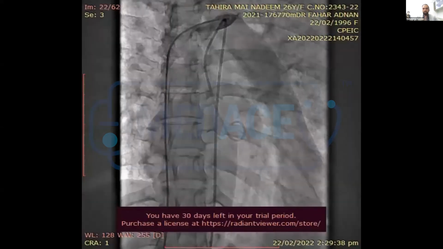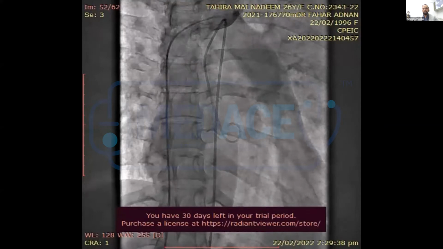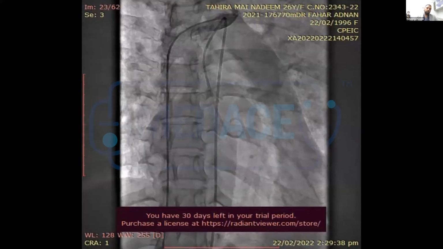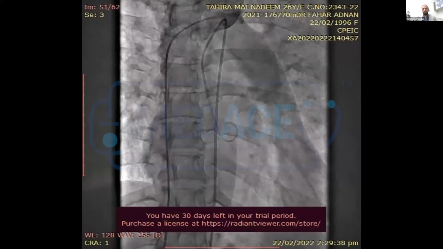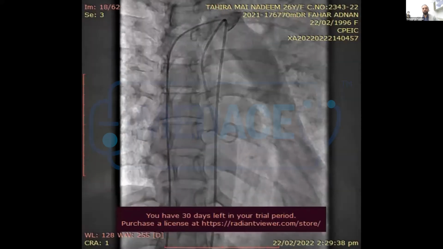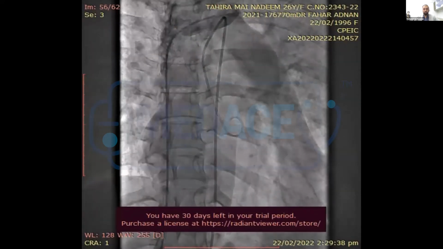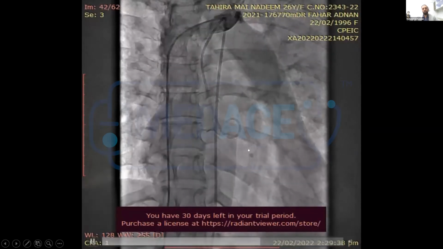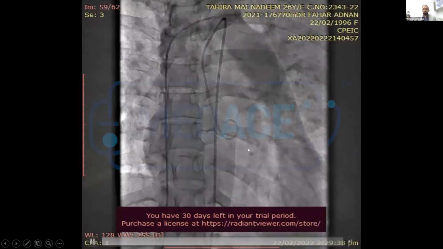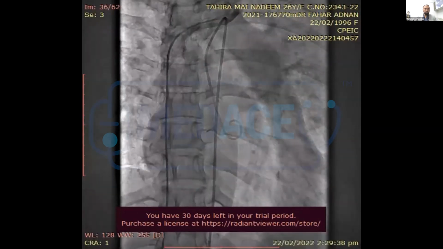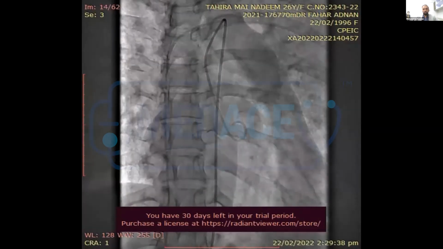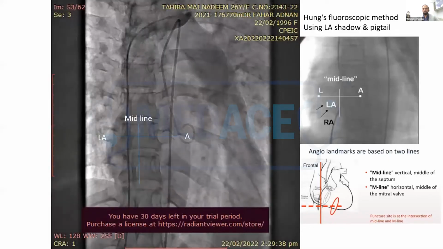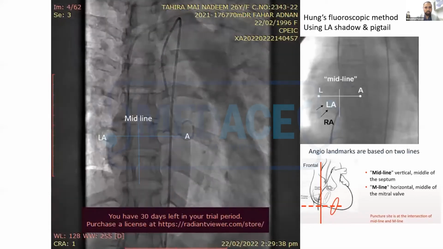So after getting the access, we place a multipurpose catheter in the left innominate vein, and we give a slight injection to show this innominate vein. And the pigtail is lying in the non-coronary cusp of the aortic valve. I will show you the landmarks I have just marked in this video, and Dr. Badar has already shown these landmarks.